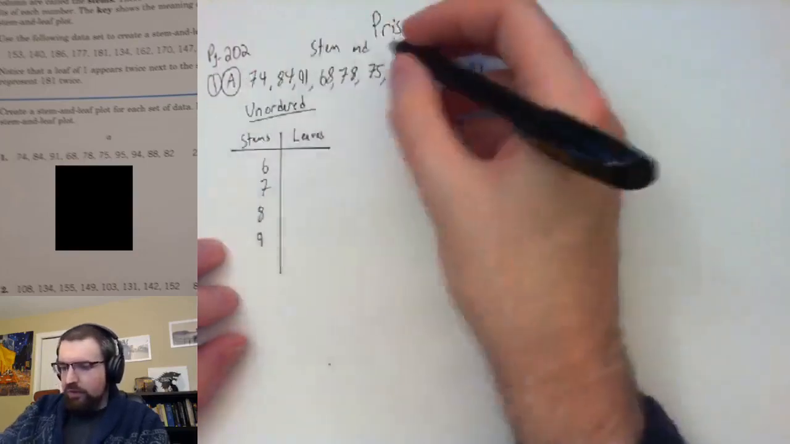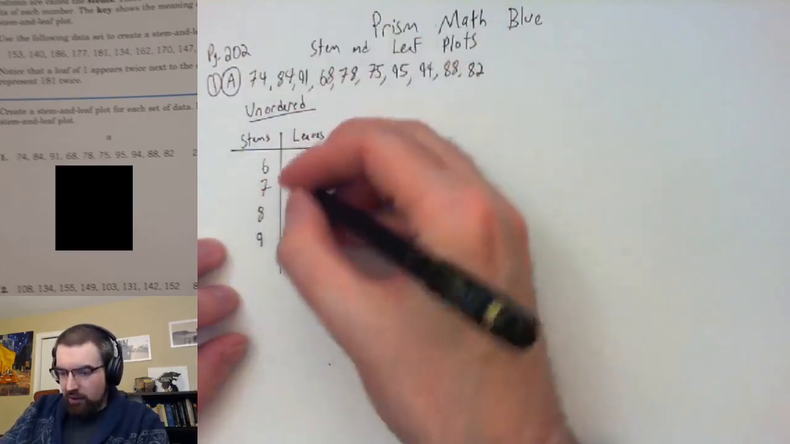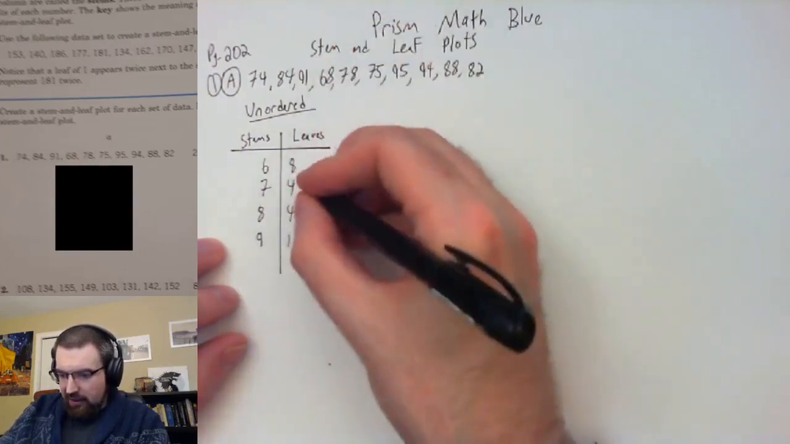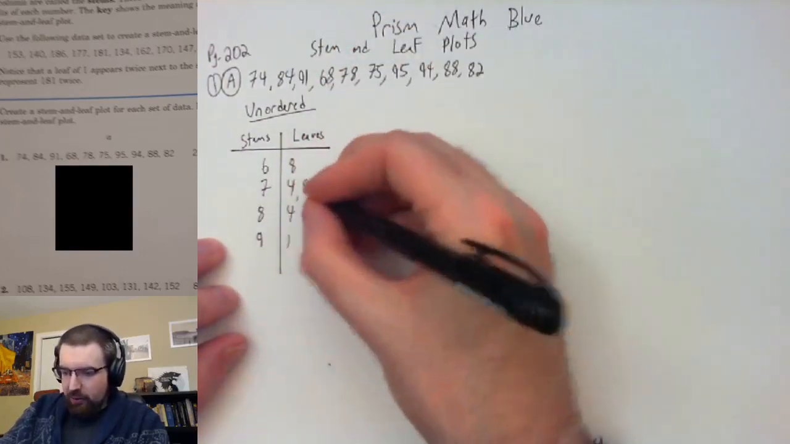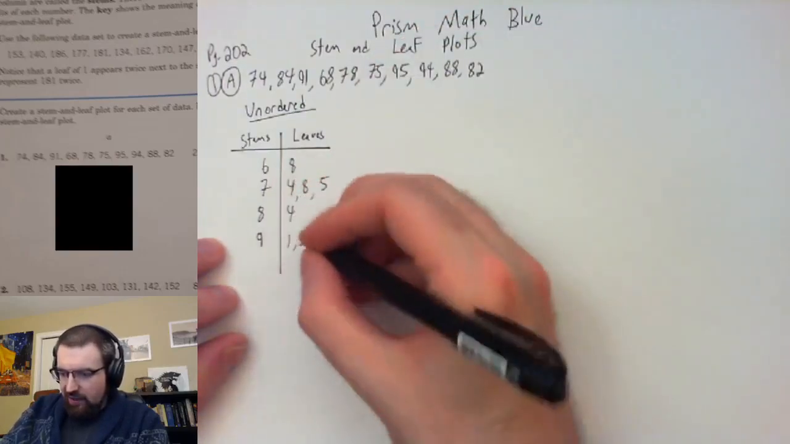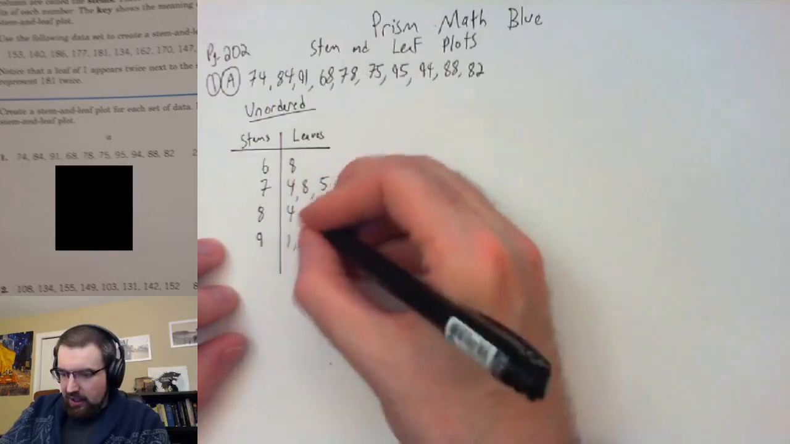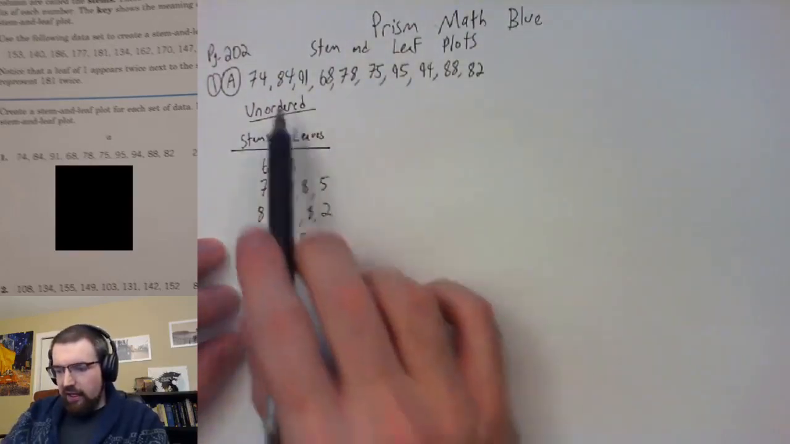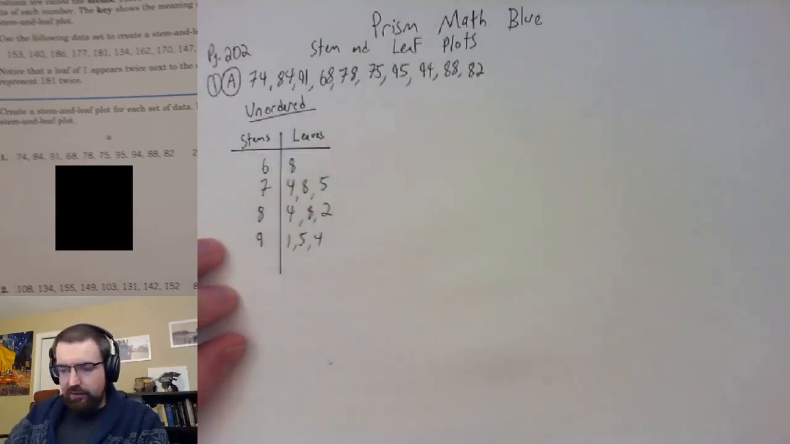This is the unordered one, so now I'm just going to go through in order. So it's a 74, an 84, a 91, a 68, 78. I put commas in between them. You don't have to, but I like putting commas in there. A 95, a 94, an 88, and an 82. Right? And that is all 10. Yes, there's 10 numbers in both.